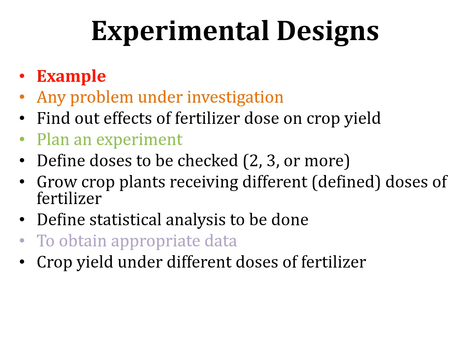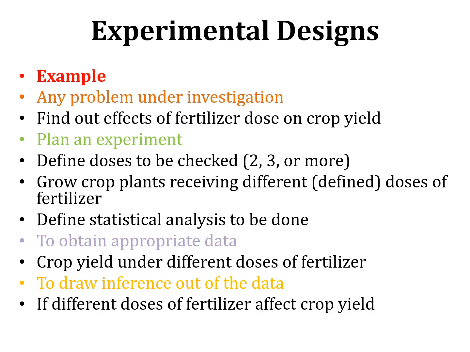So the next component of experimental designs is to draw inference out of the data. So what kind of inference are you going to have, if different doses of fertilizer affect crop yield or not, right? So this is an example by which we can understand the experimental designs concept and the different components of experimental designs. That you have a problem under investigation. For example, you have to find out the effects of fertilizer dose on crop yield. So you're going to plan an experiment to get the answer for this problem.